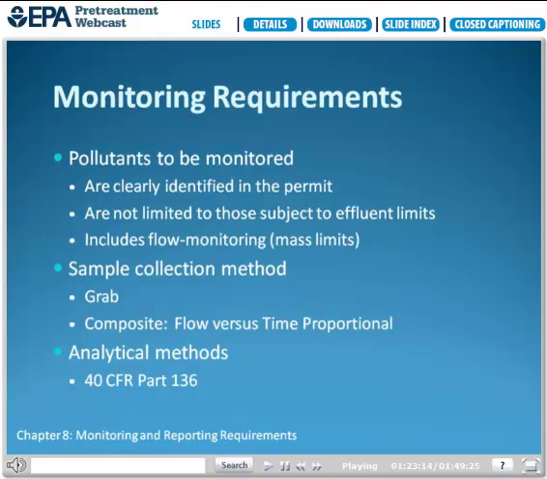And if you have a mass limit, it's important that flow monitoring be required during the time that you're gathering information so that you could determine the mass limit. Sample collection method, grab, composite, or flow or time proportional. And as we stated earlier, the reference to the analytical methods.